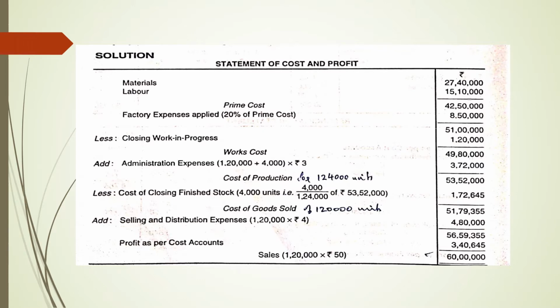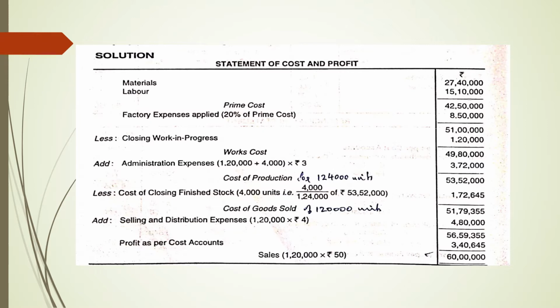Materials. We know that in the question, material consumed is at rupees 27 lakh 40,000. So it is directly entered into this statement. Labor charge 15 lakh 10,000. The total of these two values becomes the prime cost, 42 lakh 50,000.